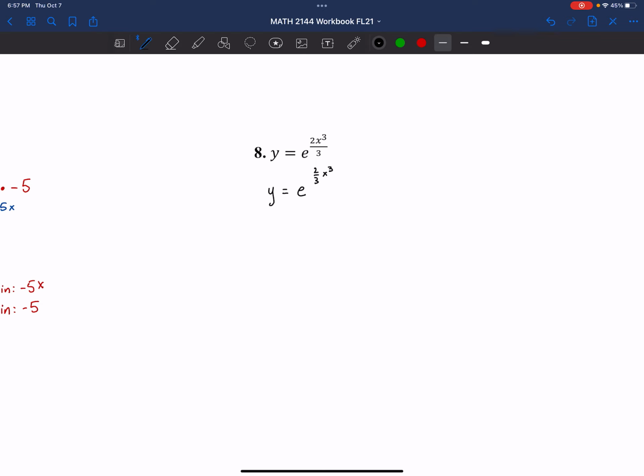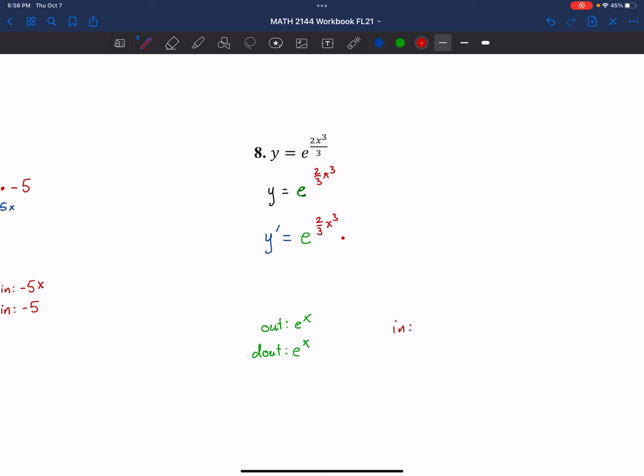So what we have now is the outer function, again, is going to be this e, and then the inner function is the 2/3 x cubed. So the derivative of y is the outer function. So the outer is e to the x. Derivative of the outer is itself. Except we're not going to put x there, we're going to put whatever the inner function is. And then we're going to multiply it by the derivative of the inner.